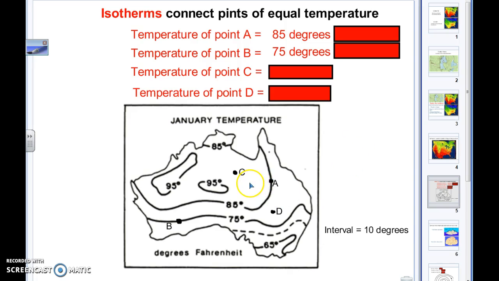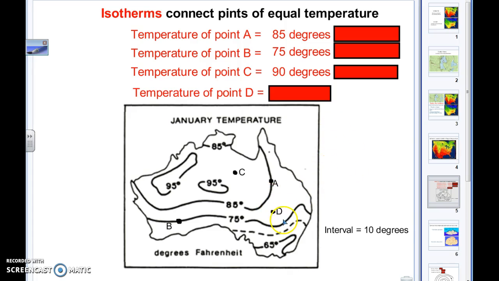Now location C is not on an isotherm. Instead, it's in between two isotherms. It's in between my 85 degree isotherm and my 95 degree isotherm. Therefore, there's a range in values that it could be. Whichever isotherm that it's closest to, that would be the better answer, but the range in values is okay. I have for my location C about 90 degrees.